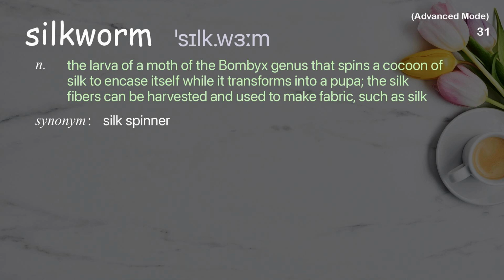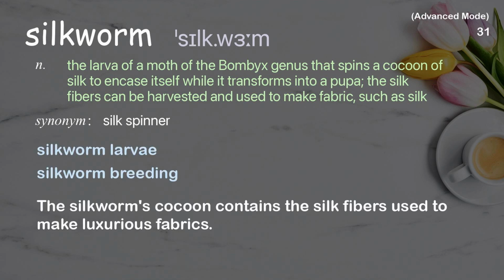Silkworm. The larva of a moth of the bombyx genus that spins a cocoon of silk to encase itself while it transforms into a pupa. The silk fibers can be harvested and used to make fabric, such as silk. Examples: Silkworm larvae. Silkworm breeding. The silkworm's cocoon contains the silk fibers used to make luxurious fabrics.